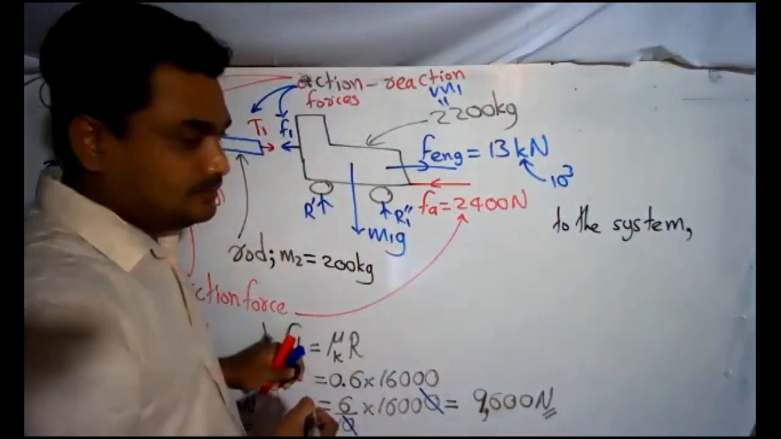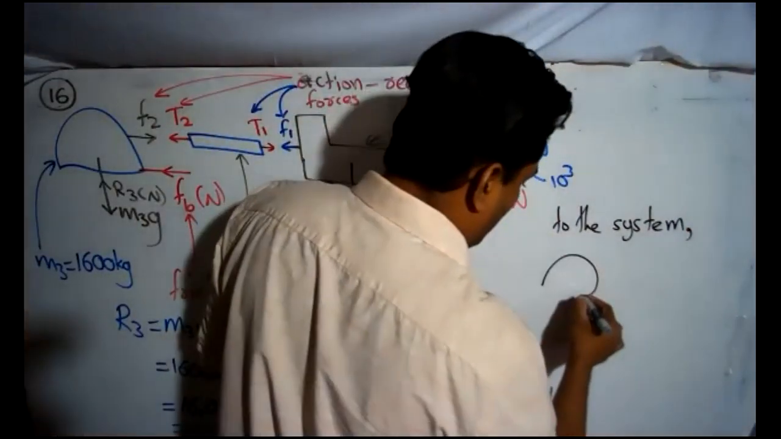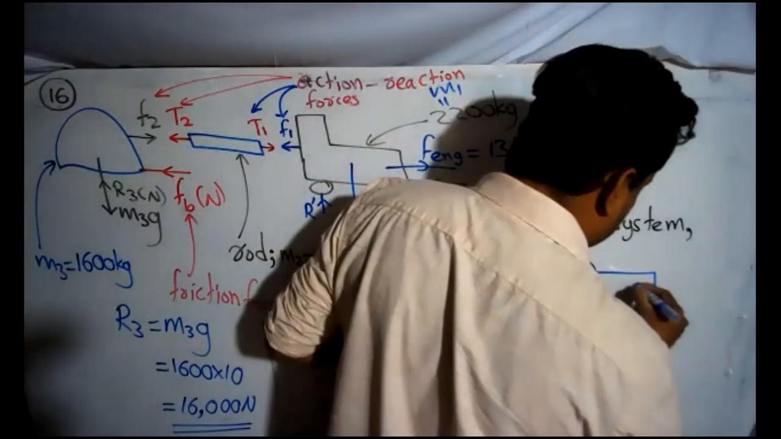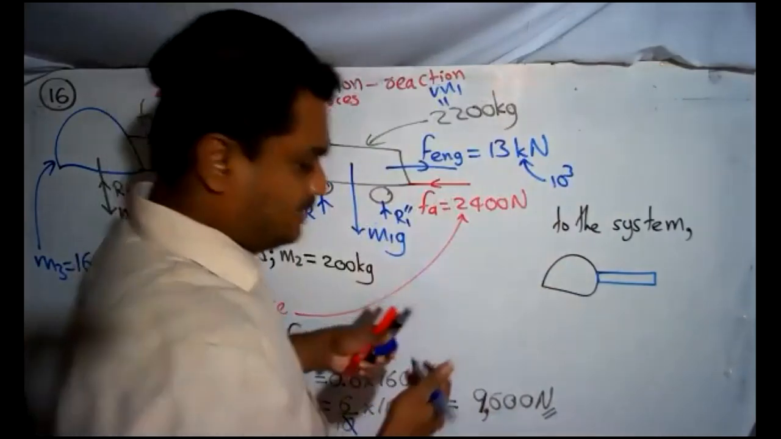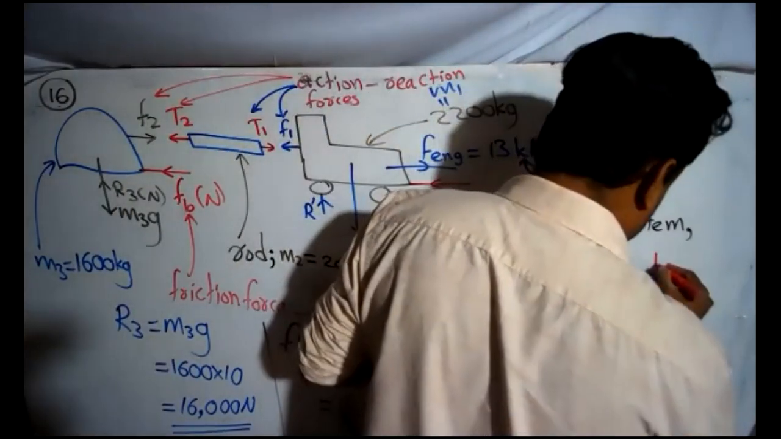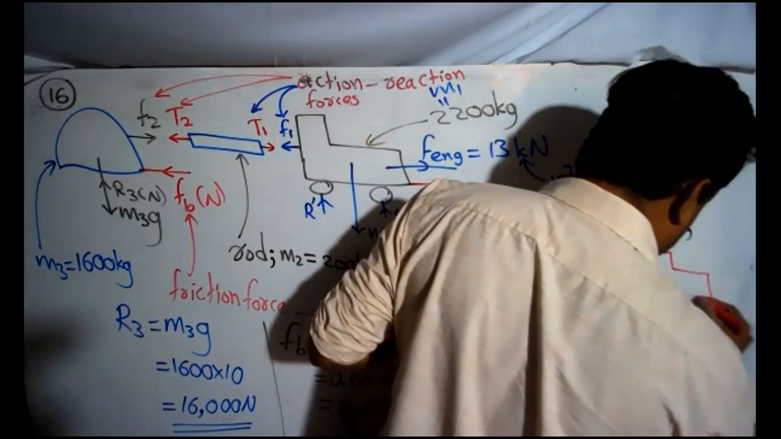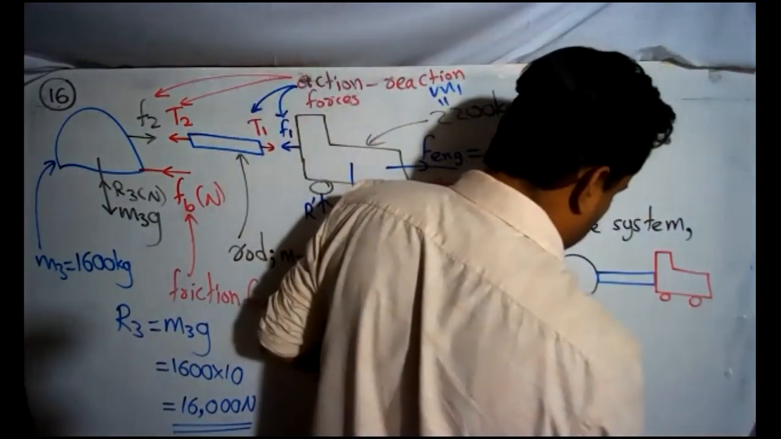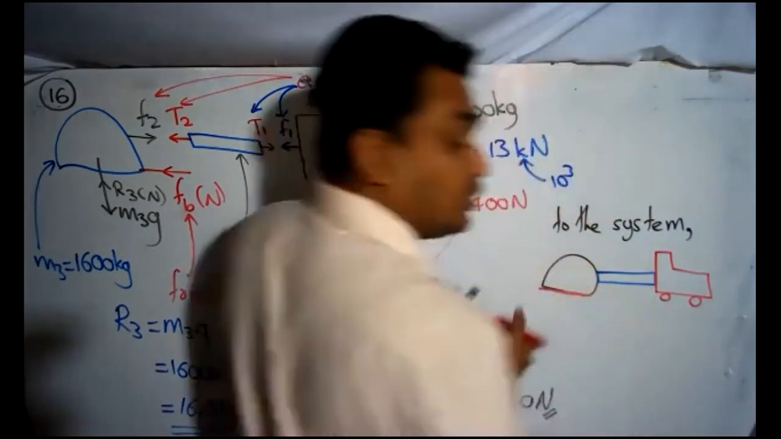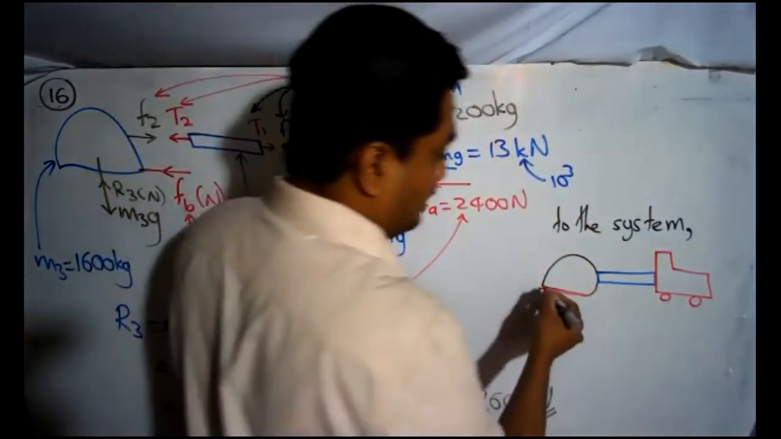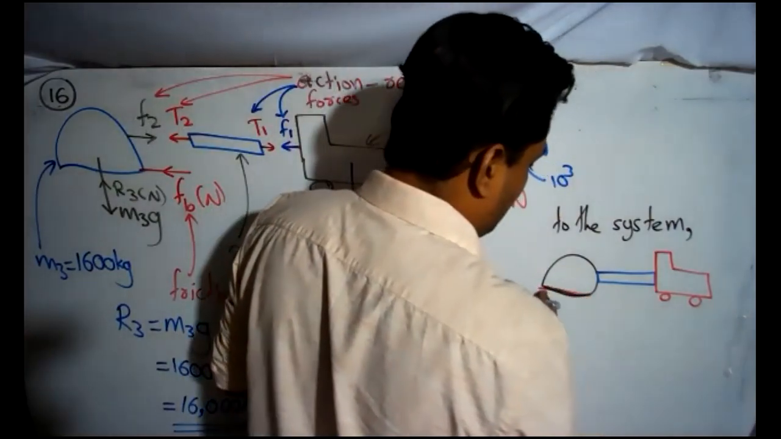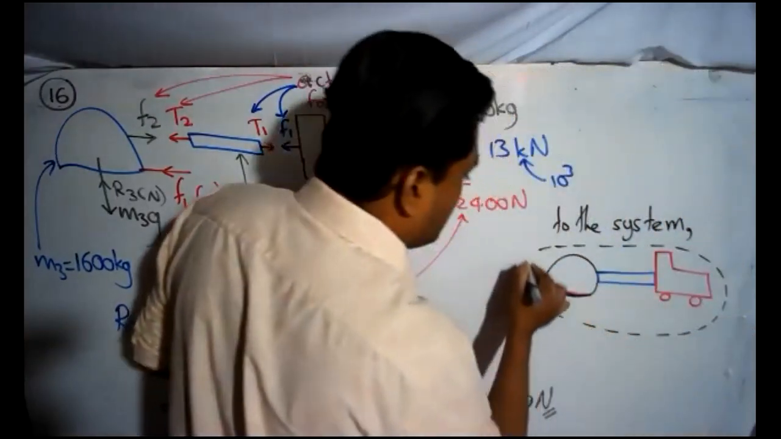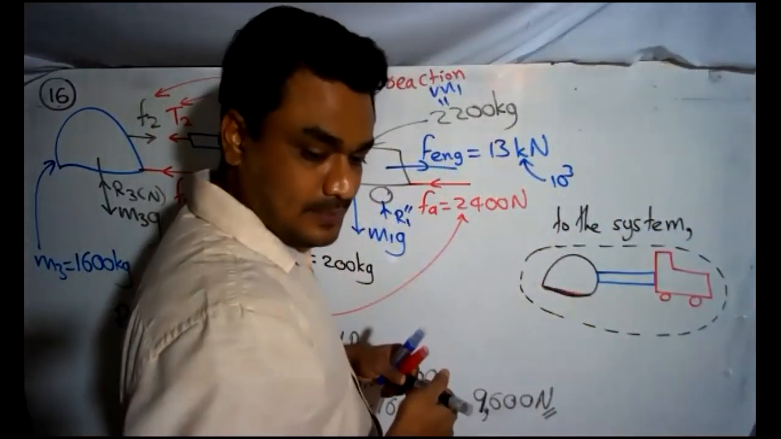System, right? So there is a stone, there is a connecting rod, and there is a tractor. I'll not draw the ground because it will be difficult for me to mark forces if I draw the ground. Several external forces are acting on the system, right?